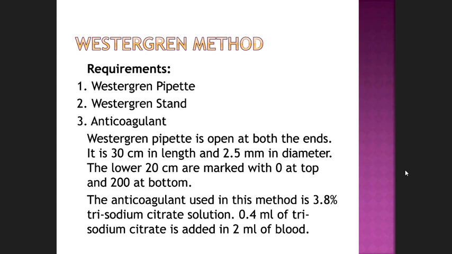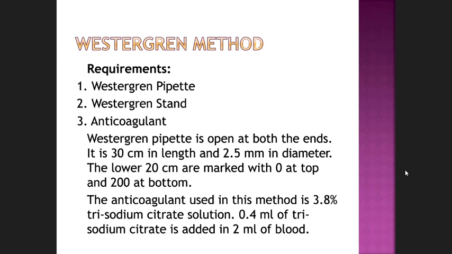So let's discuss the Westergren method. The Westergren tube is a pipette open at both ends. Its length is around 30 centimeters and the diameter is 2.5 millimeters, and the lower 20 centimeters are marked with 0 at the top. Previously I was asking, where is 0? 0 at the top or 0 at the bottom? So 0 is at the top.